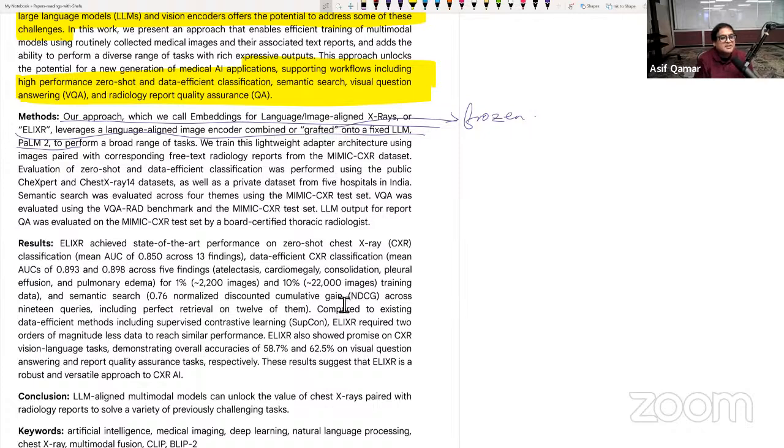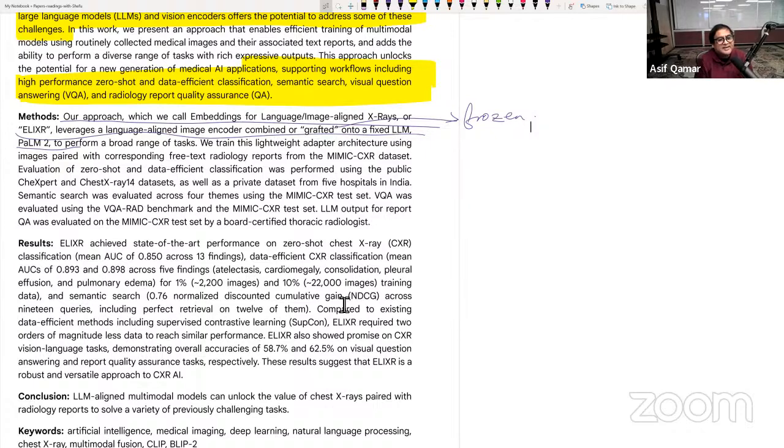Now, let's think about it this way. When we do image to text alignment, have we done that before, guys? Starting with BLIP2, we were busy doing it, right? And then we will do that. "Evaluation of zero-shot and data-efficient classification was performed using public CheXpert and ChestX-ray14 datasets, as well as private datasets from 5 hospitals in India, the Apollos."